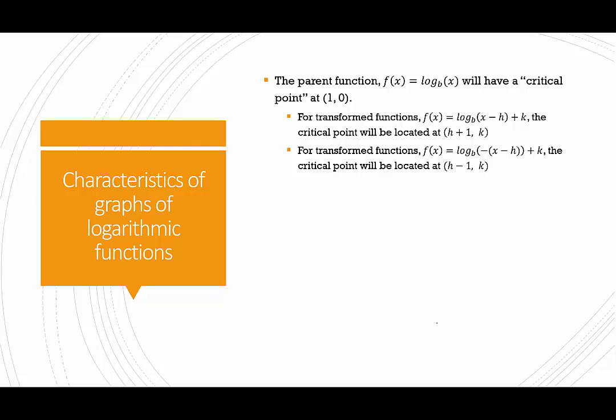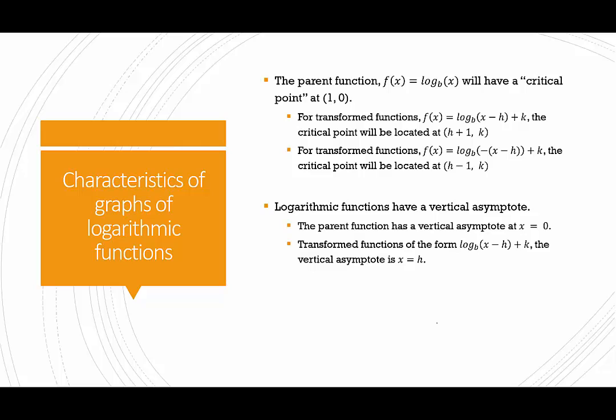So it's pretty rare that we actually look at a negative x value. That indicates a vertical reflection. That's a reflection about the y-axis. They do exist, however rare they may be, and that's what we would do to locate the critical point. Logarithmic functions have a vertical asymptote. The parent function vertical asymptote will be located at x = 0, and for any other transformed function, it would be located at x = h.